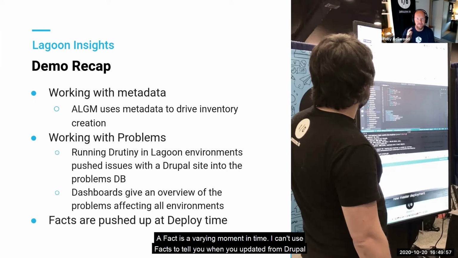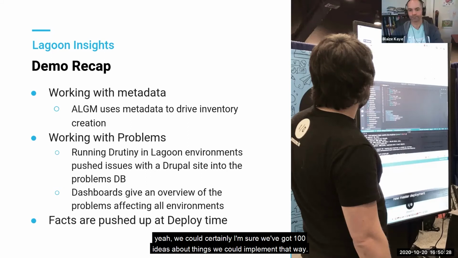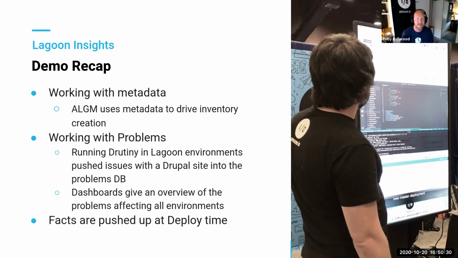So if you push out a Drupal update to a site, your fact will get overwritten from Drupal 8.9.6 to 8.9.7. It's really important to note that facts aren't a time series. A fact is a very moment in time. I can't use facts to tell you when you updated from Drupal 8.9.6 to 8.9.7. All I know is that you are currently on 8.9.7. It's something we might look at in the future, but as with all of our development of Lagoon, it's very much led by customer demand. If customers want that sort of interrogation level audit history, then we could certainly do it. We've got 100 ideas about things we could implement that way.